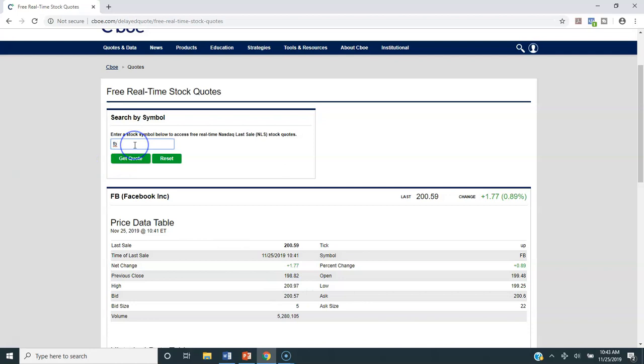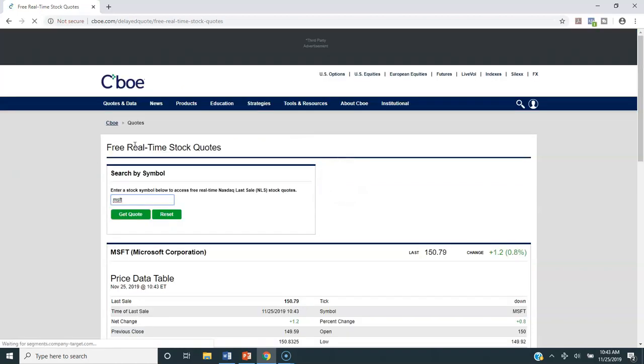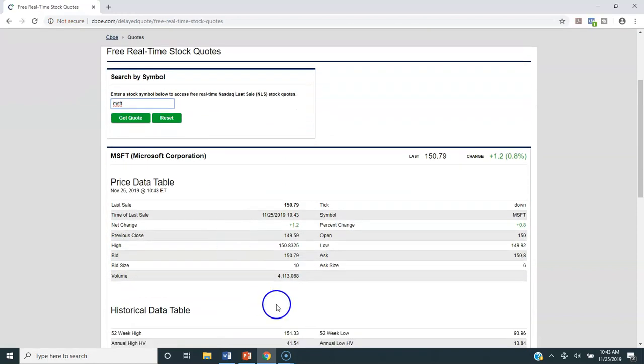Let's try another one. Let's try Microsoft, which is MSFT. Let's get the quote there for Microsoft and see where that's at. So we can see here that Microsoft is currently trading. The ask price is $150.80, and the bid price is $150.79. So again, just one penny apart.